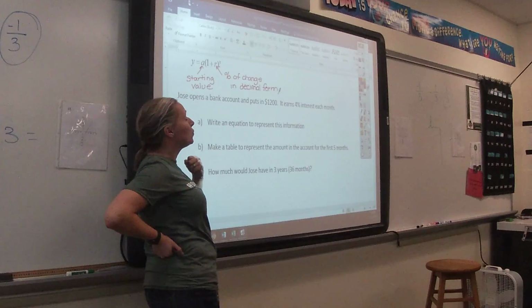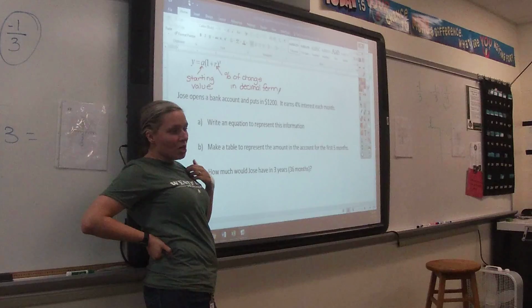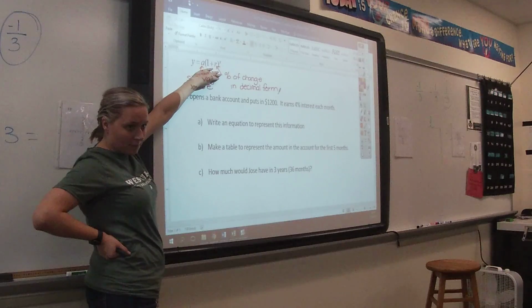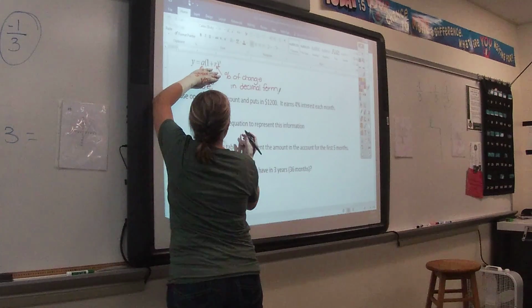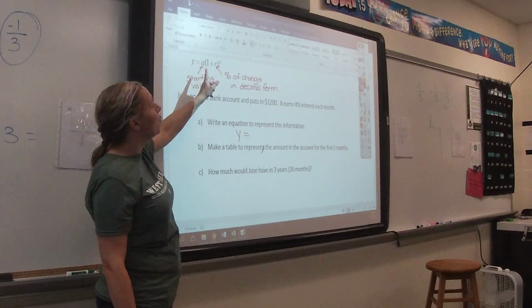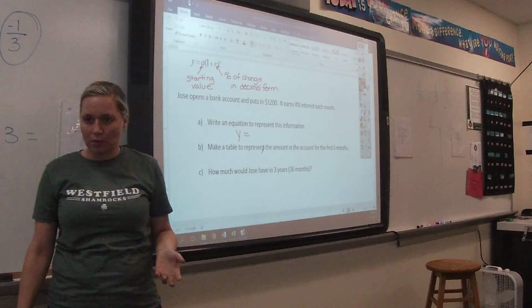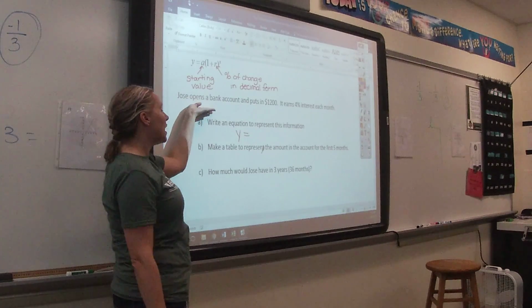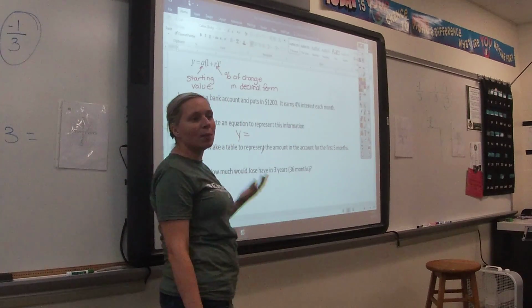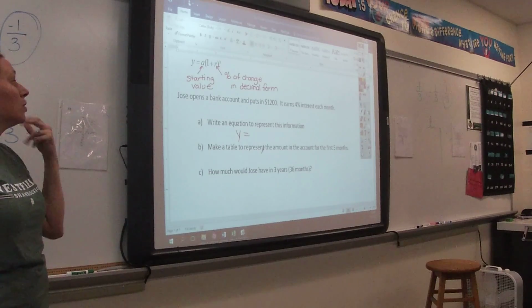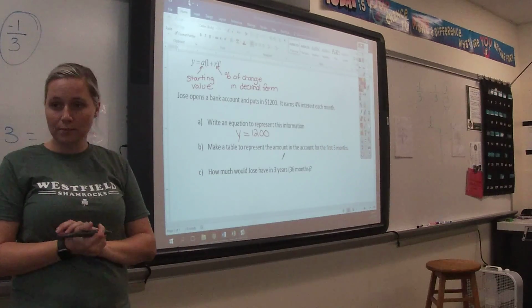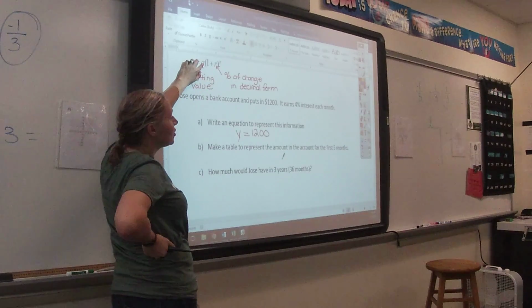So the first thing it says is to write an equation to represent this information. So if we want to write an equation to represent this information, we are going back to this basic formula. And we are going to write down y equals, except now instead of A, we are going to fill that in with the starting value. So in the situation of Jose opening a bank account and putting in $1,200 that earns 4% interest each month, how much did he start with? $1,200. So A is now going to be the $1,200. Okay, so I replaced A with 1,200.